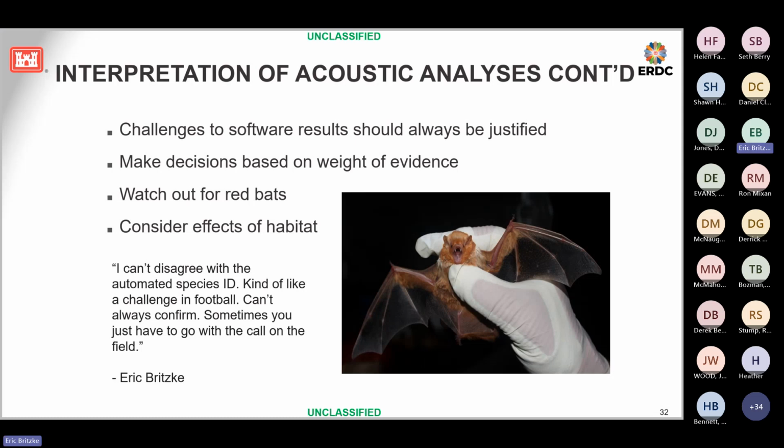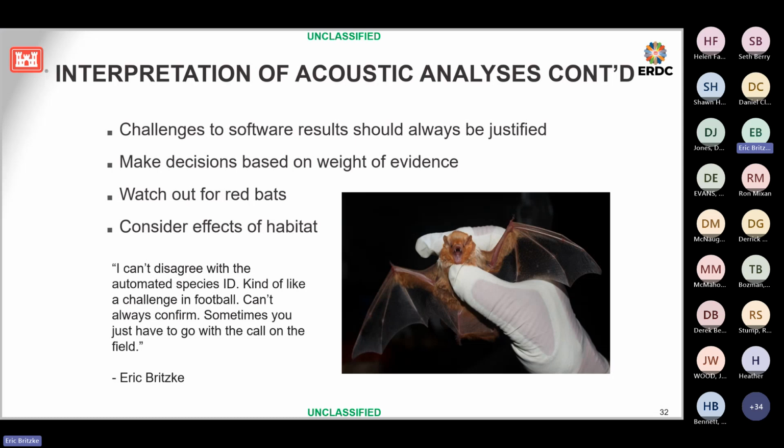Somebody was asking me about how I do identifications. I used to get a lot of people to send me files and say, hey, can you verify that this is an Indiana bat or a red bat? And sometimes I could look at it and say, yeah, that's what that is. Sometimes I could say, no, it's a red bat instead.